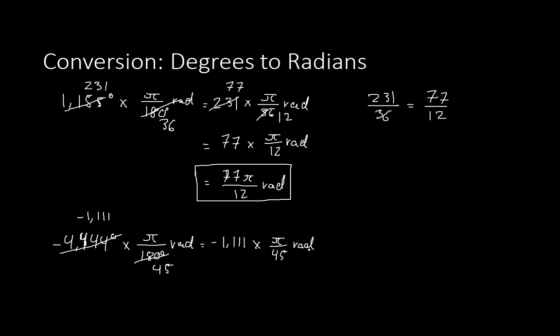Let me take a look further if we can still simplify this one, with the use of my calculator. No, that's already the simplified expression. So with that, we can now multiply. We will have negative 1,111 pi all over 45 radians. And that is our final answer.